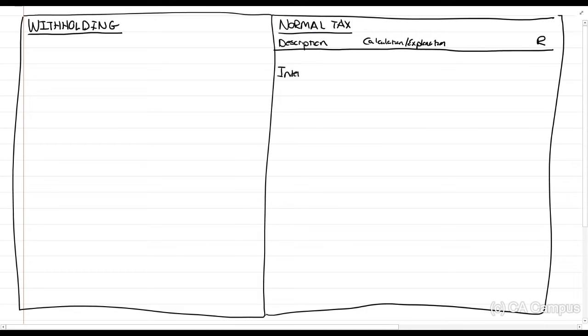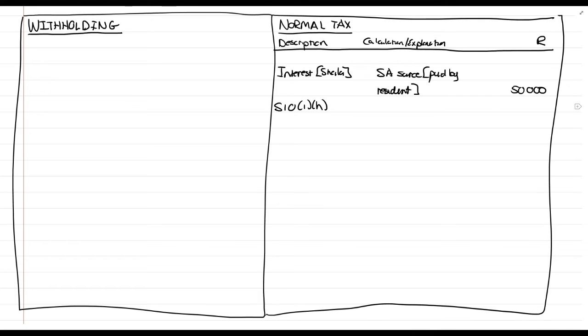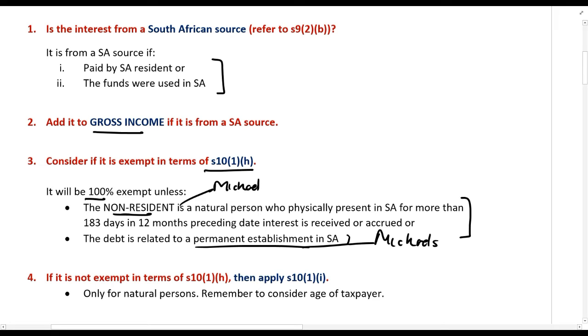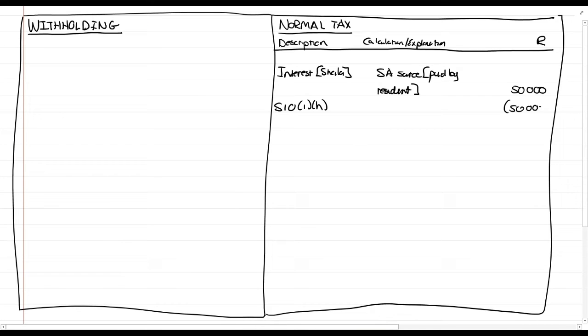Right, so interest, Sheila. This is an SA source because it's paid by a resident, 50,000 rands. Now, immediately, let's consider section 10(1)(h), because remember, we've now added the gross income step 2, consider section 10(1)(h). Now, it will be 100% exempt unless the non-resident, which is Michael, was in South Africa for more than 183 days, or there is a permanent establishment. Now I know Sheila has a business, but this permanent establishment must be Michael's permanent establishment, right? And it's not. So, can you guys see? It will be 100% exempt in terms of section 10(1)(h).